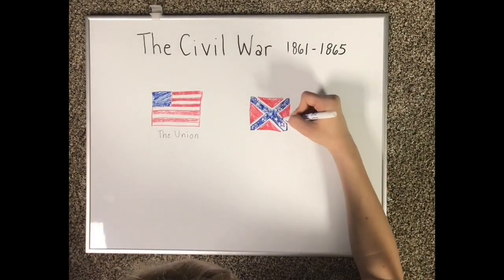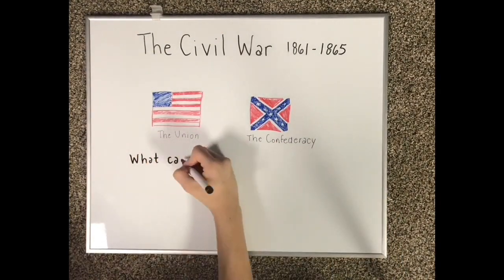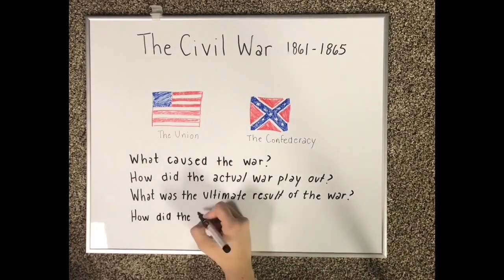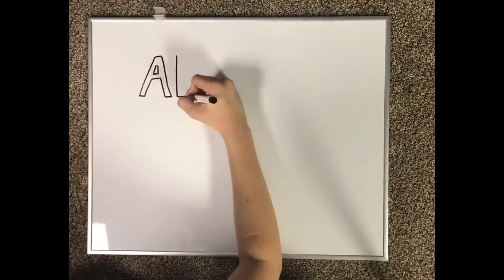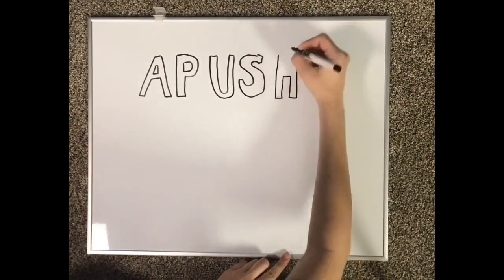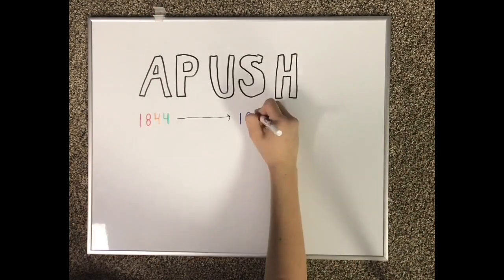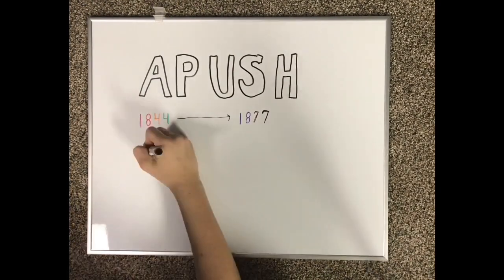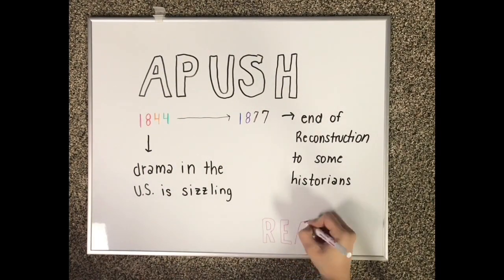need. In this video, I'm going to dive into what caused the war, how the actual war played out, what the ultimate result of the war was, and how the Civil War changed America. Now, if you're an APUSH student, you probably know that the Civil War takes place in period 5 of the APUSH curriculum, which stretches from 1844 to 1877. In order to give you a better picture of the Civil War, I might have to step out of that time frame. Let's get started.